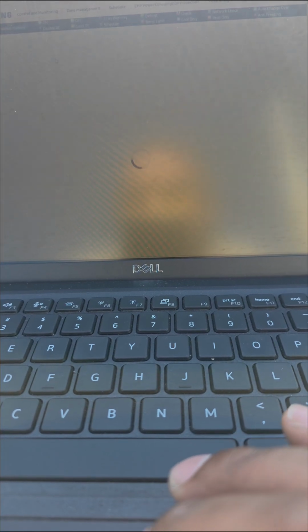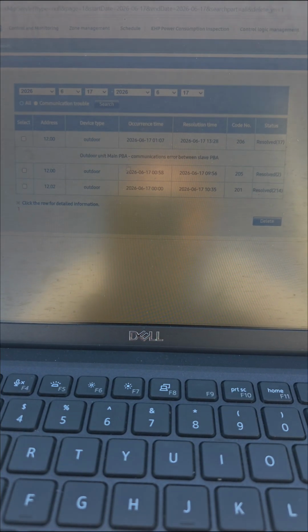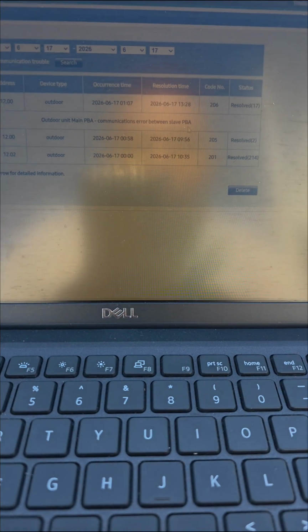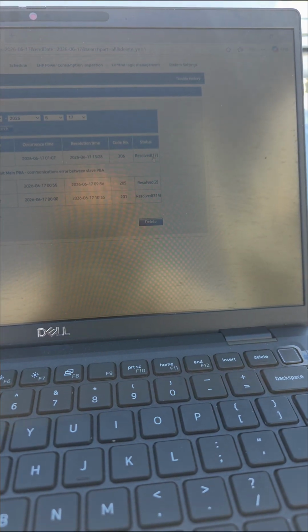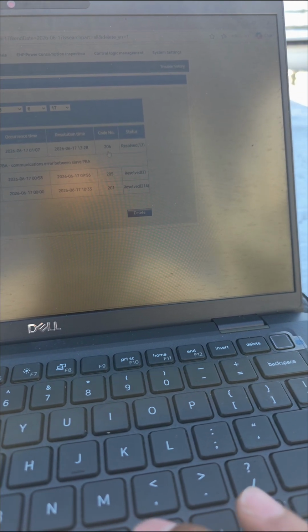But at the moment it's running. So if we go to our trouble history, you guys can see the fault code that we've had was an E206 on this system. And you can see we have an outdoor main PBA communication error between master and slave PC boards. And this has been resolved 17 times. So we've had this pop up intermittently several times.